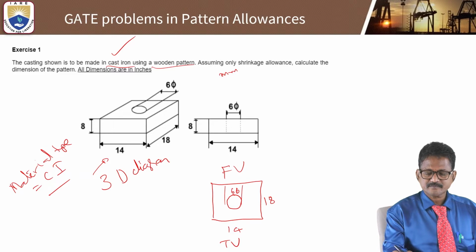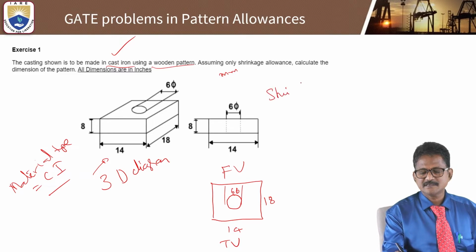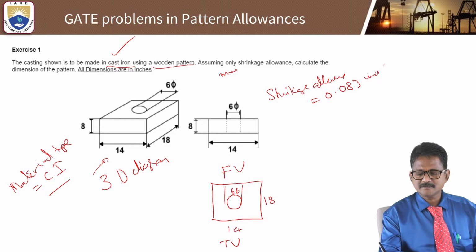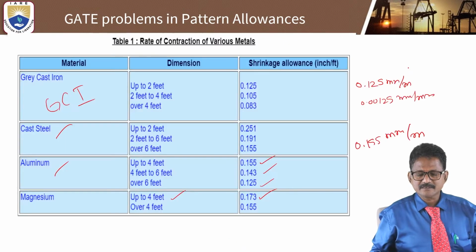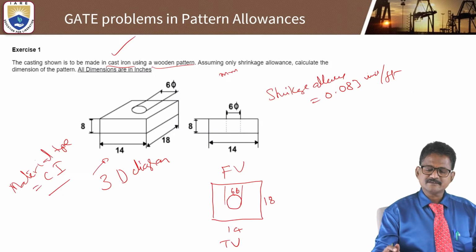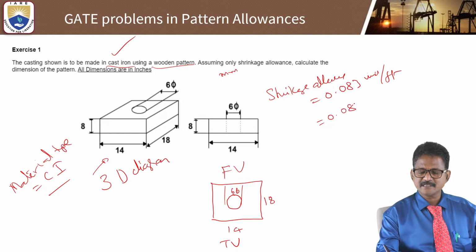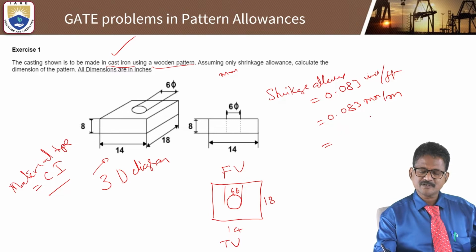so the shrinkage allowance should be added: 0.083 inch per foot. Again, you have to convert into inch per inch. That conversion is also needed. For example, 0.083 mm per meter. If you convert into 1000, what happens?